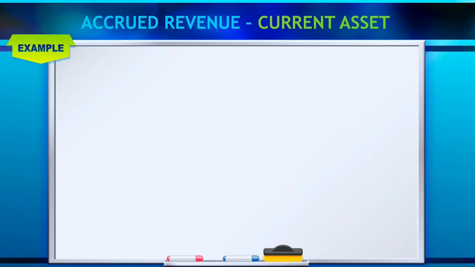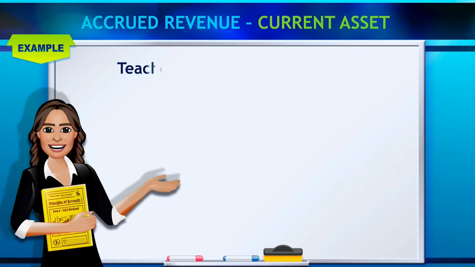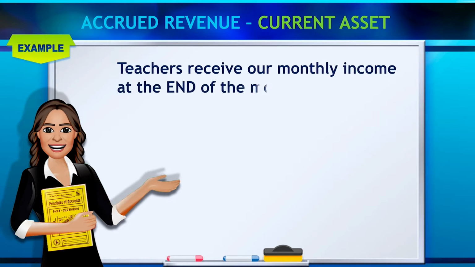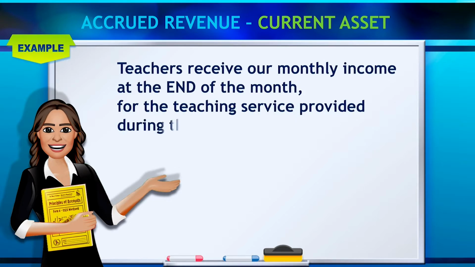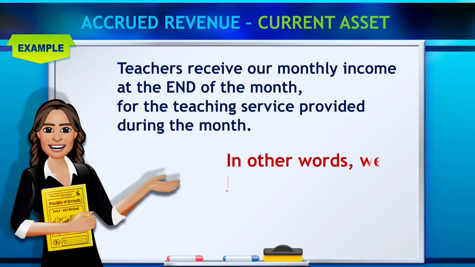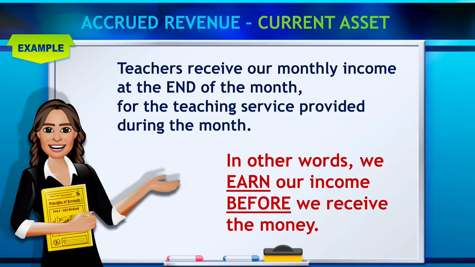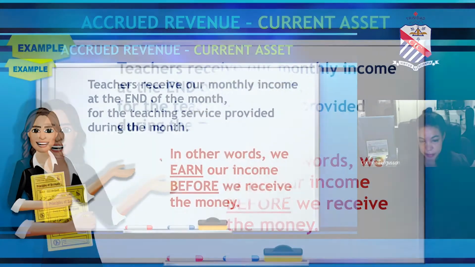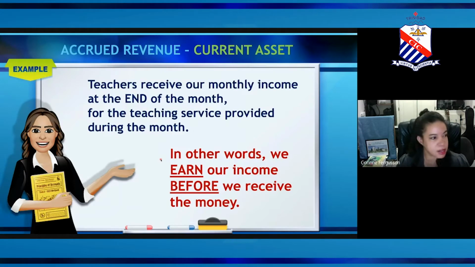One is the asset, which would be the one who receives the money at the end of the month, and the liability is the one who receives the money at the beginning of the month. So we're going for the asset first, and you'll see that the accrued revenue is actually the asset in this case. Teachers receive our monthly income at the end of the month for the teaching service provided during the month. In other words, we earn our income before we receive the money. So now, this is the end of the month.